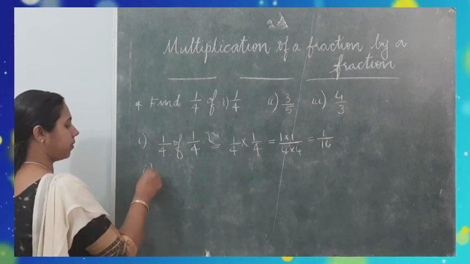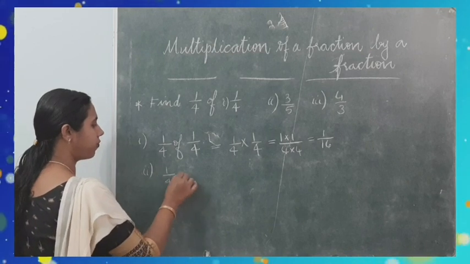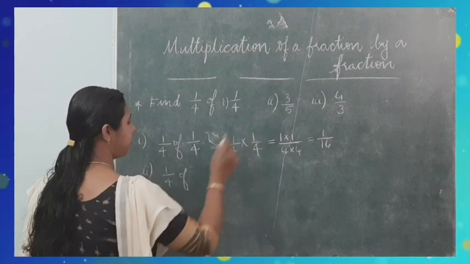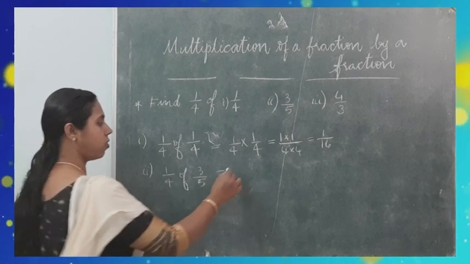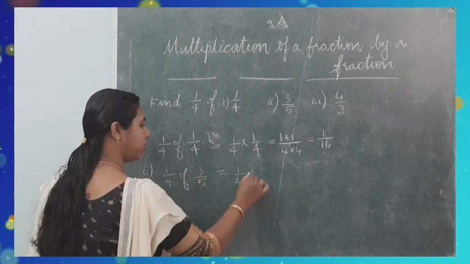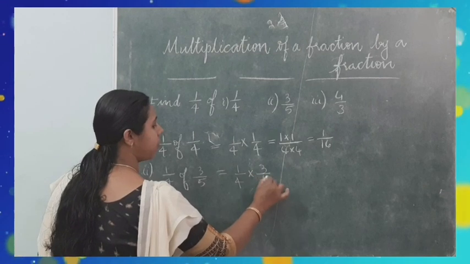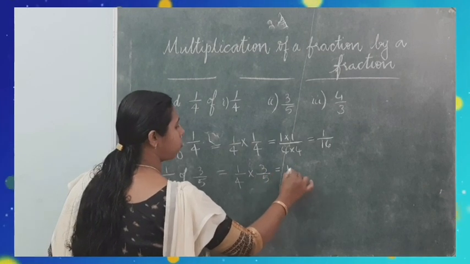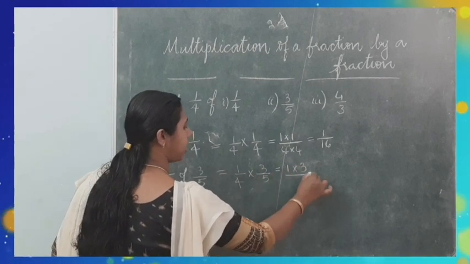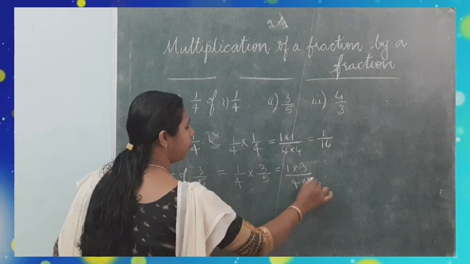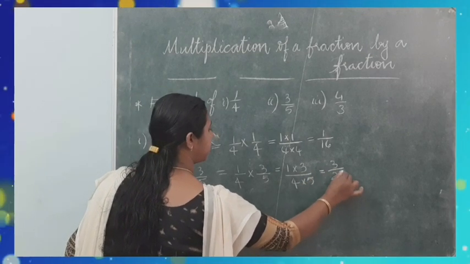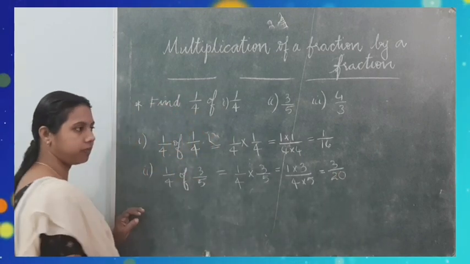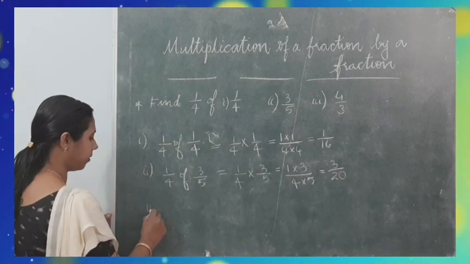Then second question. 1/4 of 3 by 5, which is equal to 1 by 4 into 3 by 5, which is equal to 1 into 3 divided by 4 into 5, which is equal to 3 by 20. And third one.